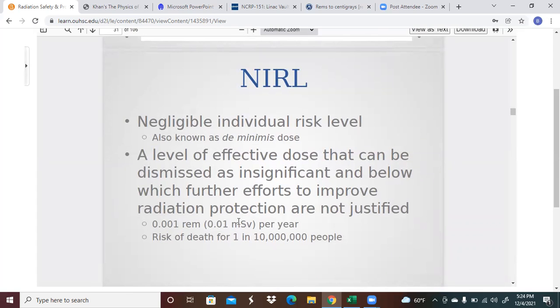So NIRL, negligible individual risk level. It is a level of effective dose that can be dismissed as insignificant and below which further efforts to improve radiation protection are simply not justified. So 0.001 rem or 0.01 millisieverts per year, where the risk of death is 1 in 10 million people.